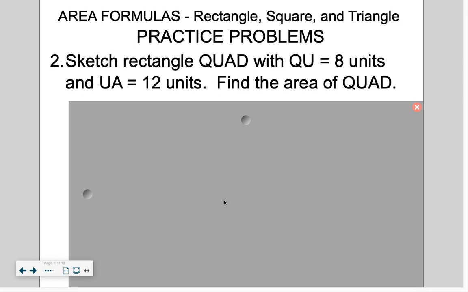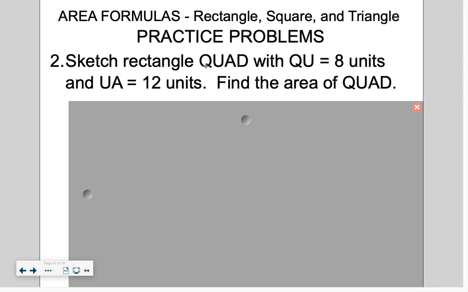This one is dealing with a rectangle called rectangle QUAD, with Q being 8 units long and UA being 12 units long. So you might be able to do this in your head, but it'll be smart to sketch it as advised, just to make sure you're actually labeling it properly. Again, we're going to name it QUAD, and you can draw it pretty much any way you want, as long as Q connects to U connects to A connects to D, and then D connects back to Q.